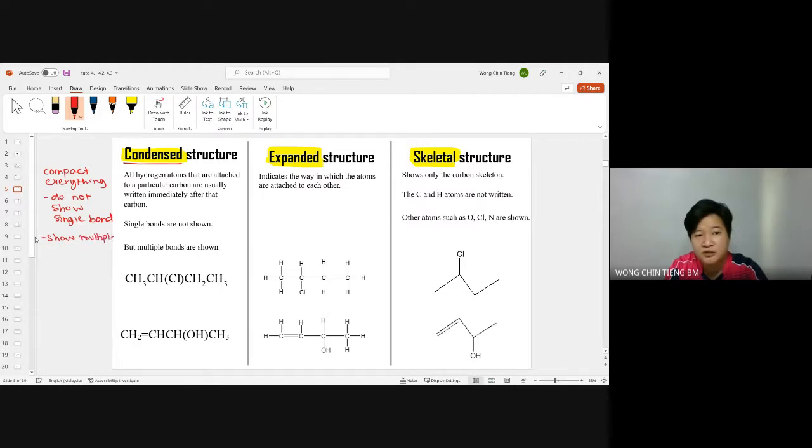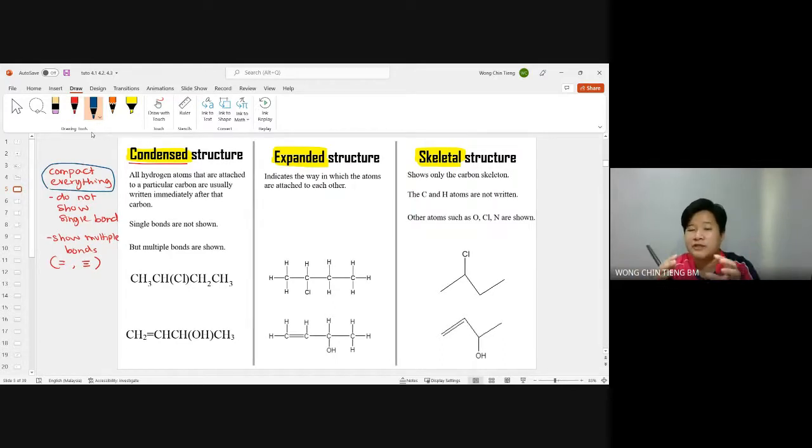Okay, what is meant by show multiple bond? Multiple bond adalah contoh double bond atau triple bond. Yang tu kita boleh tunjuk. Okay, dan apa maksud compact? We compact everything, we group them together. Kita akan group them together. Okay, that is what we mean by compact.